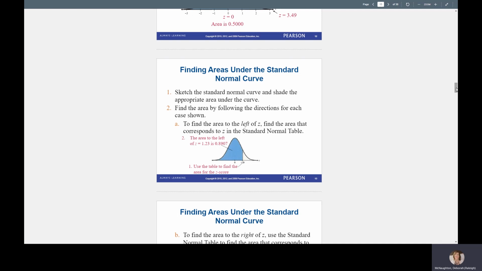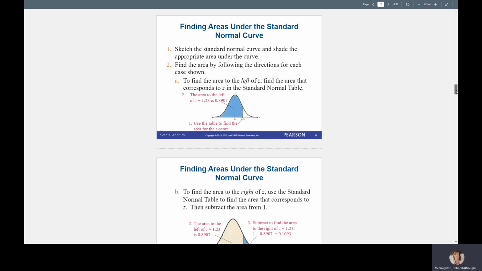Right, so the way that we find the area under the standard normal curve is we're going to sketch the standard normal curve and shade the area under the curve that we're looking for. So to find the area to the left of z, find the area that corresponds to z in the standard normal table. So the area to the left of z equals 1.23 is 0.8907, and we use the table to find the area. I'm going to come back and show you guys how to do this using both the table and using Excel after I finish going through the slides.